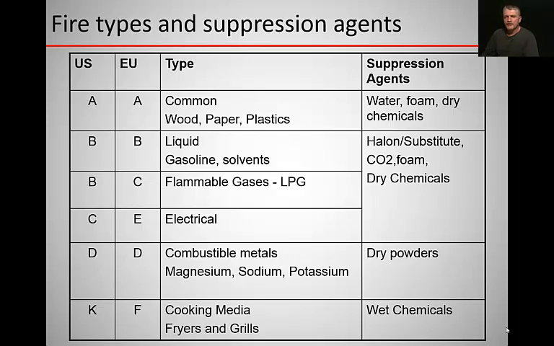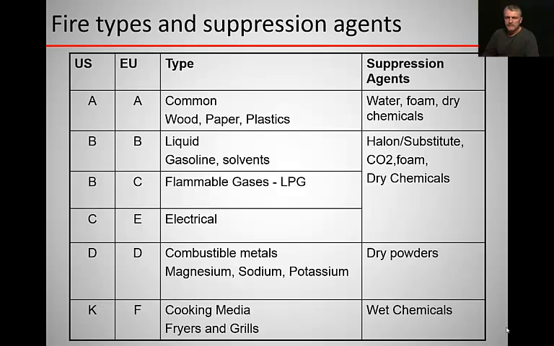A: common wood, paper, or plastics, and we can have suppression agents such as water, foam, and dry chemicals. We have B, such as liquid, gasoline, and solvents, and also flammable gases as well. We can have a halon substitute, CO2, foam, and dry chemicals to combat that fire. Electrical fires, we have halon substitute, CO2, foam, and dry chemicals.